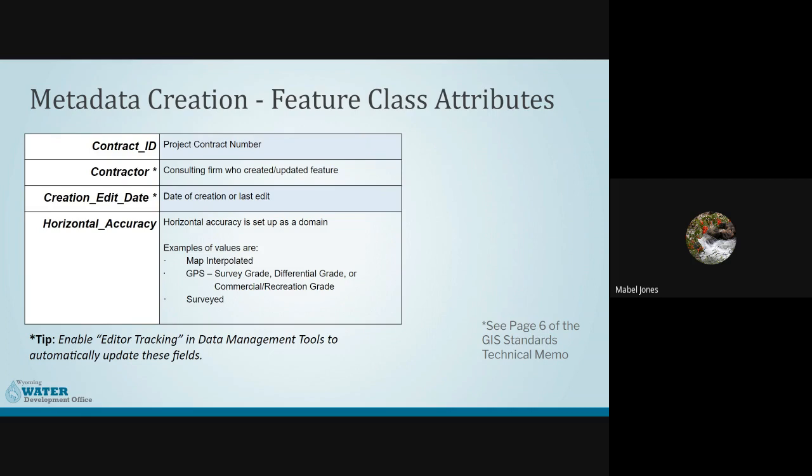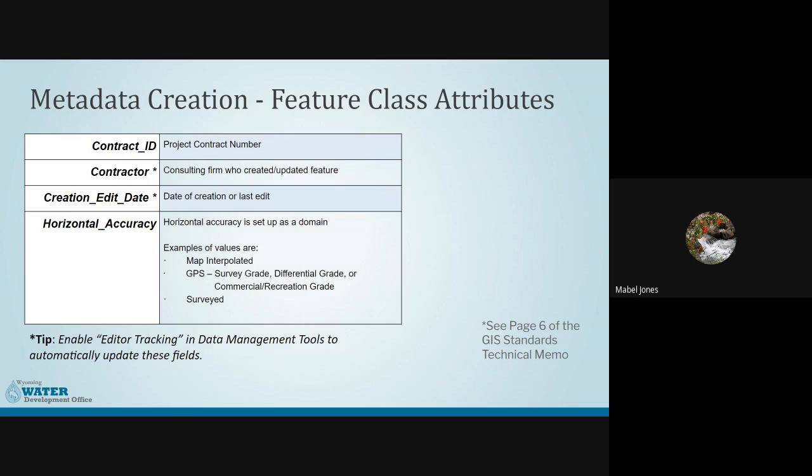So one of our 9 tips when you are creating this feature class attribute is to assign an edit date only to the features that you change. So one good way to do this without having to manually change each record is to enable editor tracking, which is a feature I'm sure many of you are probably familiar with. And it's a great way to ensure that both the contractor and creation edit date fields are updated.